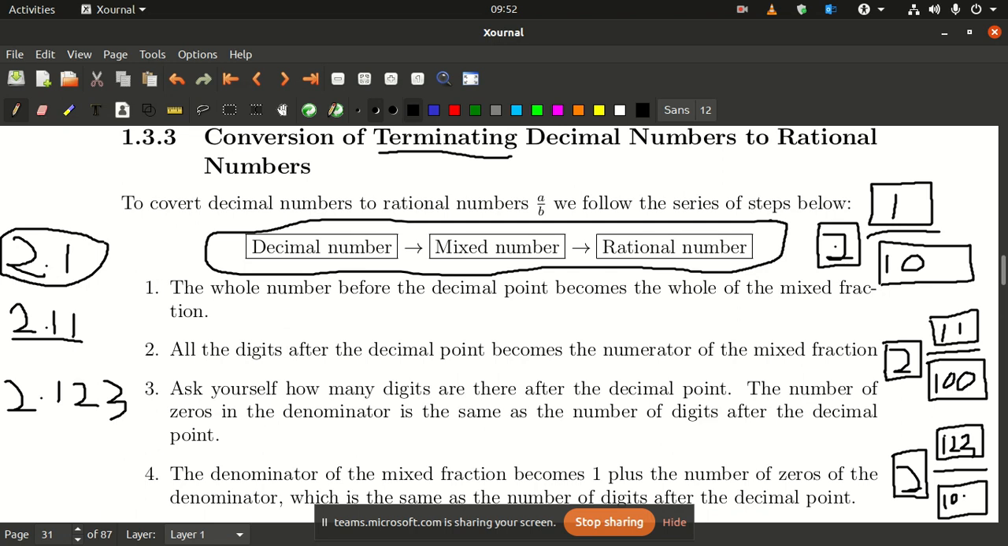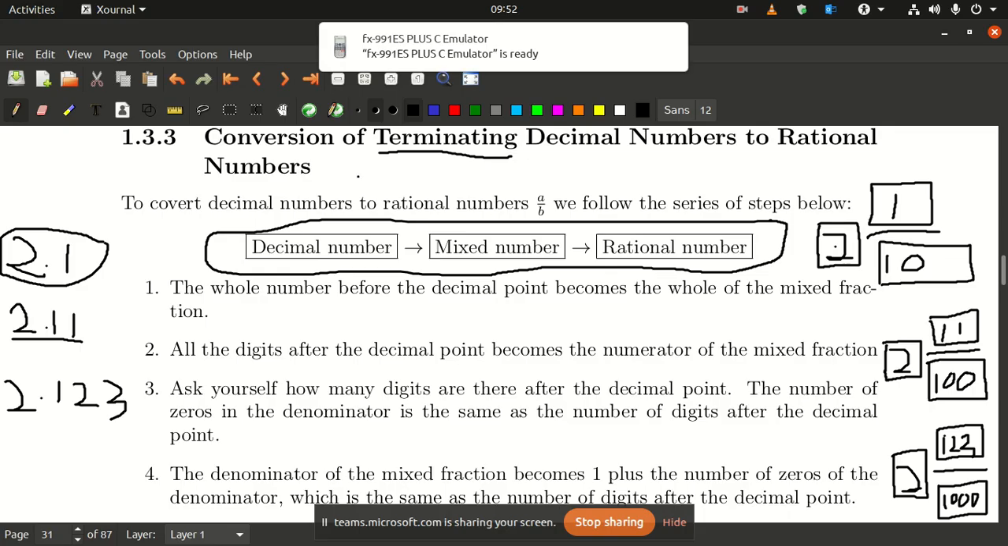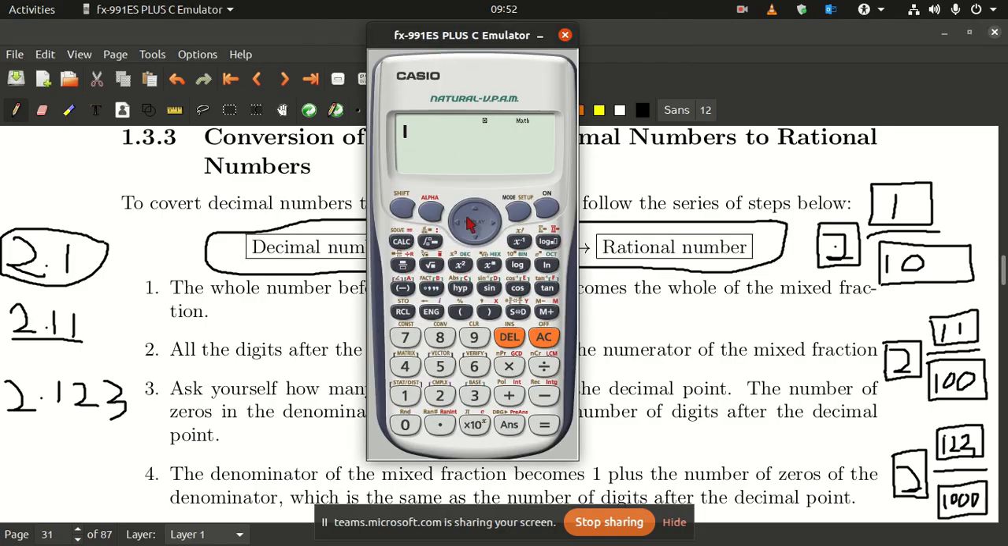I hope you get how easy this is. It's not hard at all. Just to confirm, we have a calculator here that is going to tell us whether we are telling the truth or lying. If you look at this, let's say I have a 2, and then a 1, and then a 10 as a denominator. Can you see that this is as simple as 2.1?